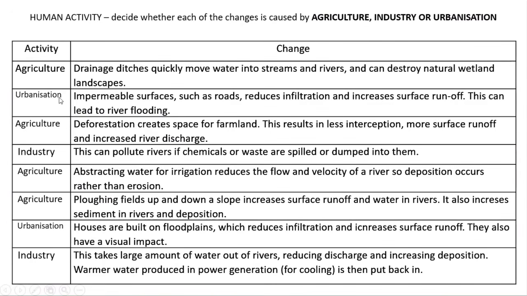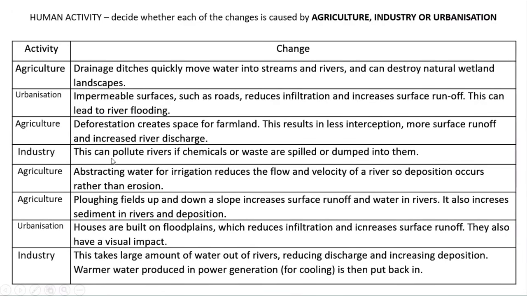Urbanisation mainly affects it in a couple of ways. Firstly, we build impermeable surfaces like roads, concrete, all those sort of things, which reduce infiltration, so reduce the ability for the water to soak into the soil, and it increases runoff. So that can lead to river flooding, and more on that in a bit. And houses are built on floodplains, which is really stupid, but we still do it, which again reduces that infiltration and increases, it's a typo there, surface runoff.